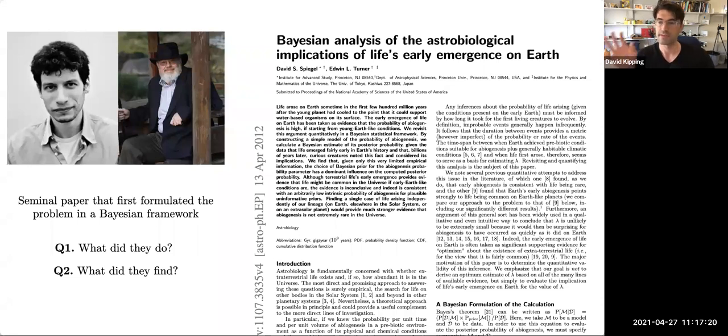Yeah. I want to talk about this paper because this is the paper that is probably the most famous on this topic. It's a seminal paper, and it was the first to frame this in a Bayesian framework by Spiegel and Turner. And they really took to task the early start to life and tried to more rigorously ask, what does it really mean? I'm going to go through it quick, but I just want to ask two questions. What did they do and what did they find?